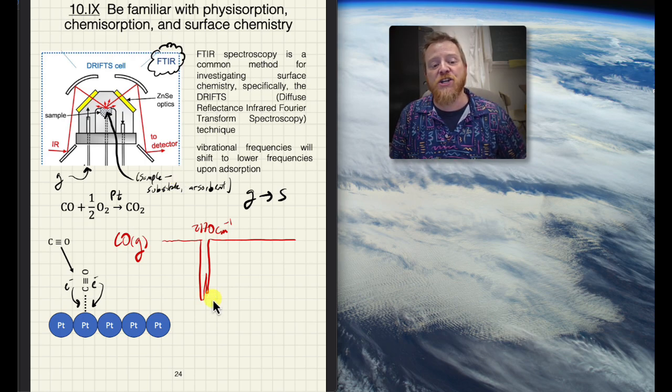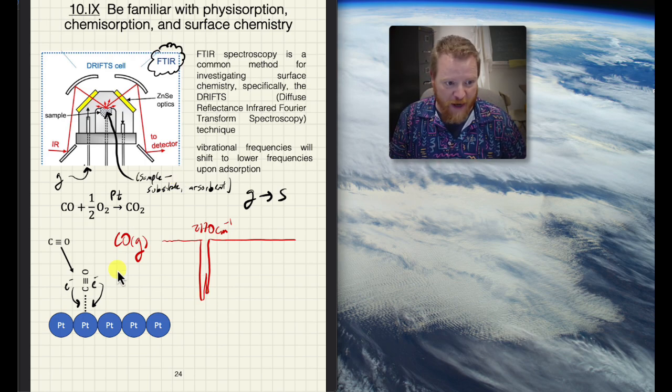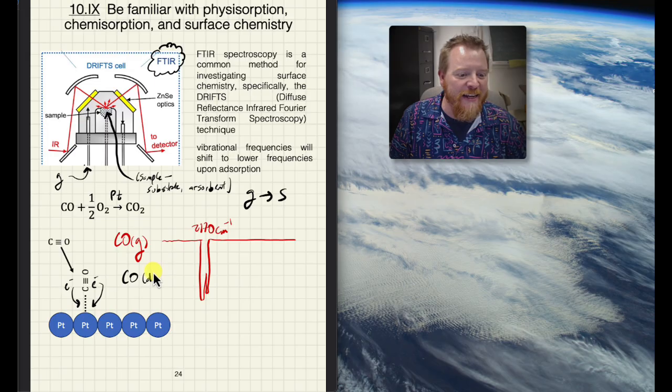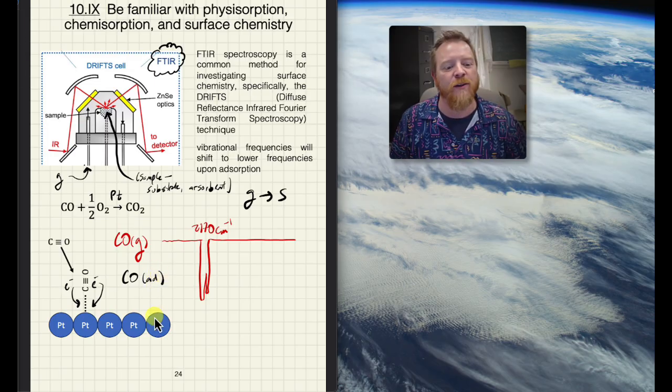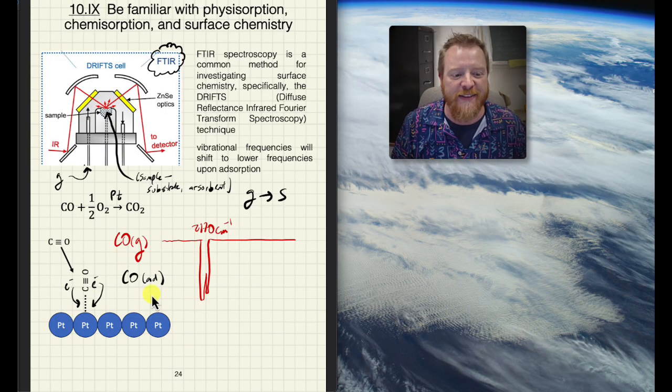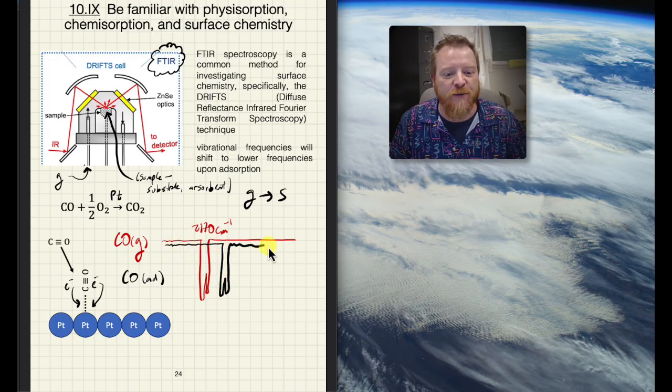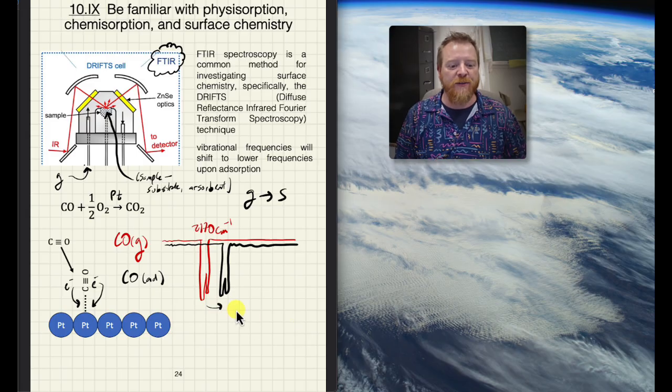However, if we ratioed out that gas phase spectrum and now we are looking at adsorbed CO, so I'm going to write AD in the phase to note that we're not really calling it a solid or a liquid, we're just saying it's now been adsorbed, we would see that peak shifting to lower wave numbers relative to the gas phase. The shift can be on the order of 100 to 200 wave numbers lower.